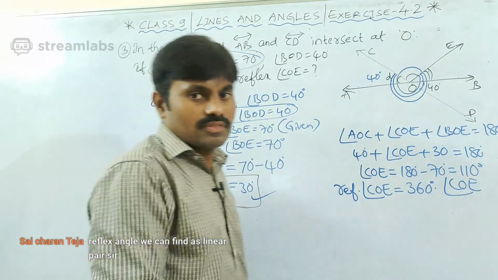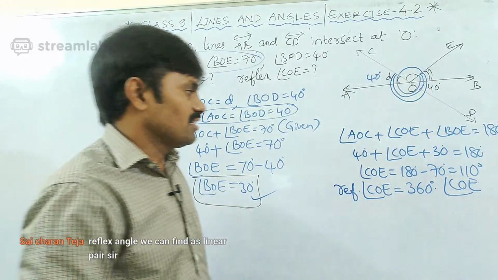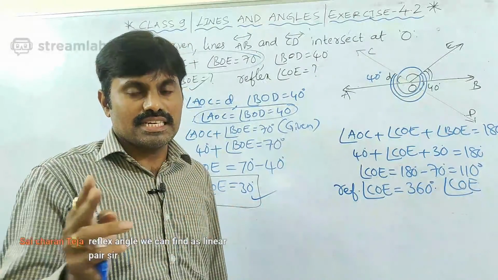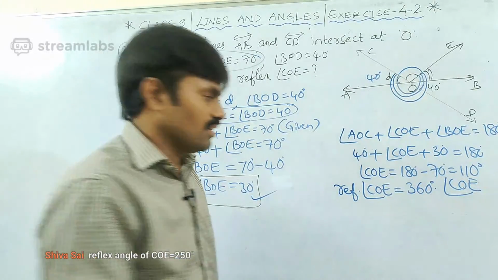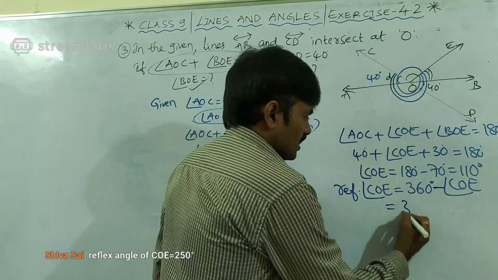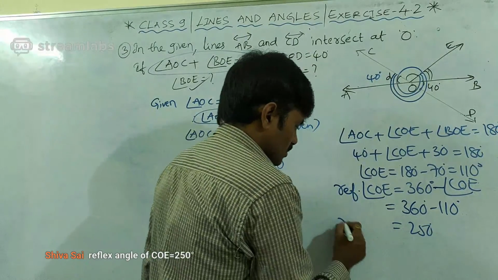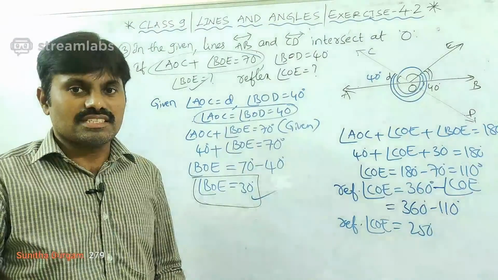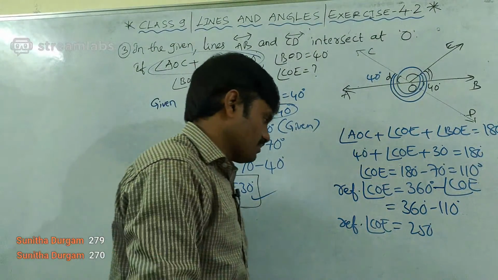Can we find the reflex angle using linear pairs? No, a reflex angle is different. A linear pair means two adjacent angles whose sum lies on the same line. So 360 degrees minus angle COE, that is 360 degrees minus 110 degrees, equal to 250 degrees. So the reflex angle COE is 250 degrees, our final answer. Okay, clear?